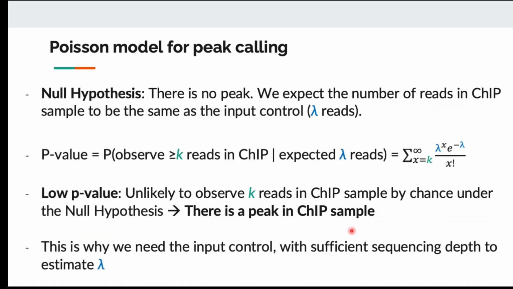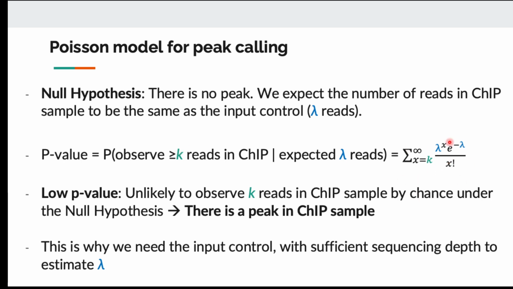So your null hypothesis is that there is no peak. The 100 reads that I'm seeing in the ChIP-seq data is just noise. This is your null hypothesis. There is no transcription factor binding at that location. So if there is no peak, if there is no transcription factor at that location, then we expect to see the same number of reads in the ChIP-seq sample compared to the control. So we use lambda, or 10 reads from the control, as our parameter for the Poisson distribution. But in fact, we observe 100 reads, so K here is 100.